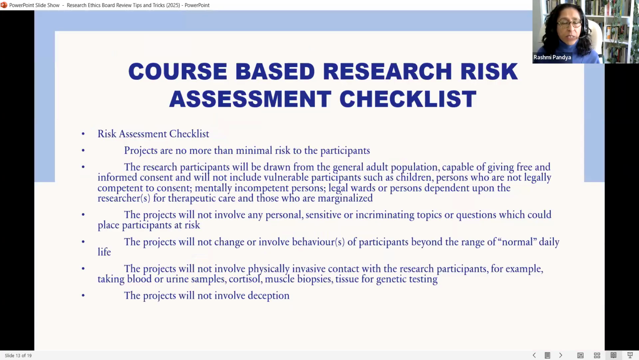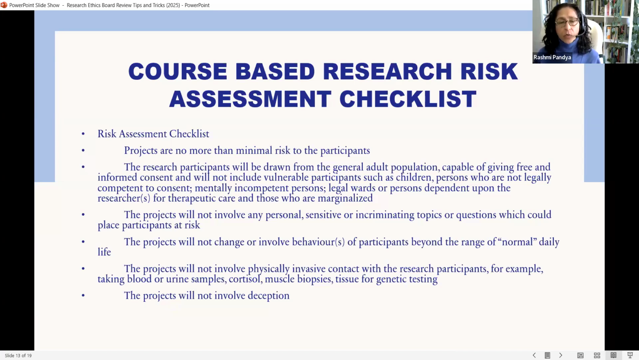The course-based risk assessment checklist essentially asks students to check that projects are no more than minimal risk to participants, that research participants will be drawn from the general adult population capable of giving free and informed consent and will not include vulnerable participants, such as children, persons who are not legally competent to consent, mentally incompetent persons, legal wards, or persons dependent upon the researchers for therapeutic care, or those who are marginalized. The projects will not involve any personal, sensitive, or incriminating topics or questions, which could place participants at risk.